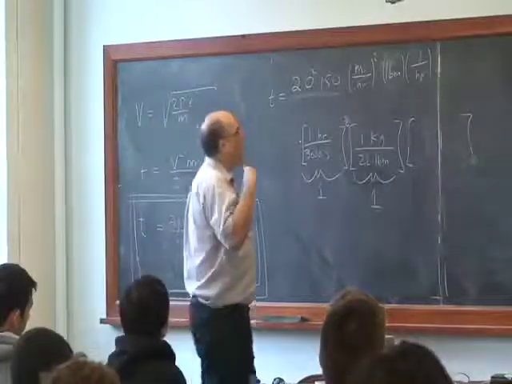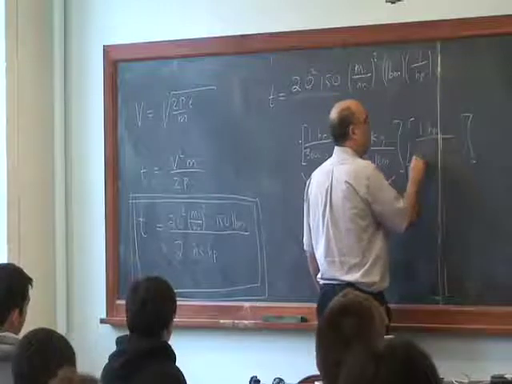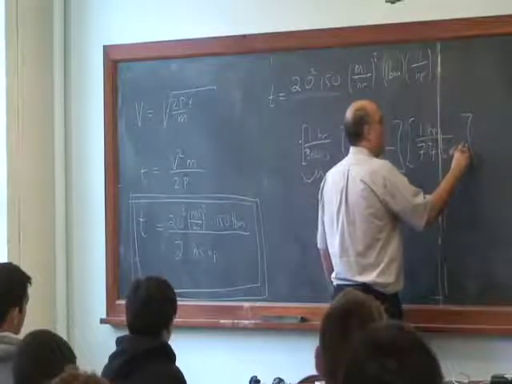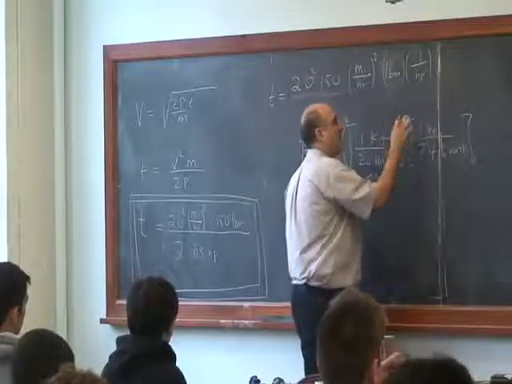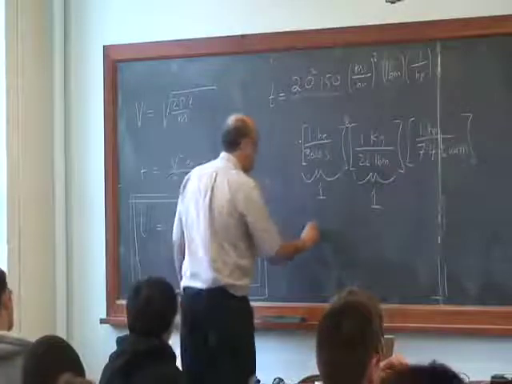What's another one that's going to work out good for us? 1 horsepower is 746 watts. That's going to work out good for us because we got rid of the horsepower and we got it in watts. Now what's another way to write the number 1?